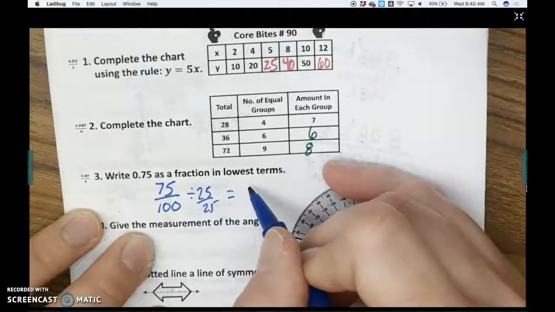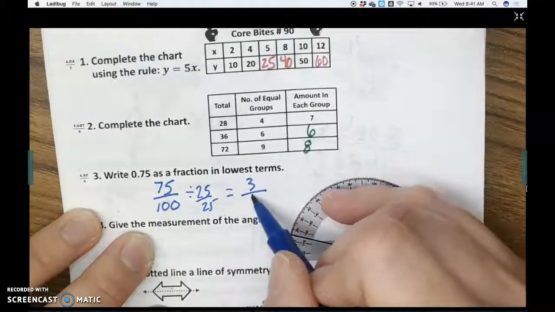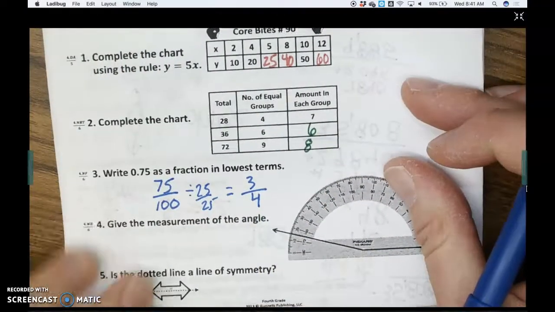So 25 would go into 75 3 times. 25 would go into 100 4 times. So your final fraction would be 3/4.